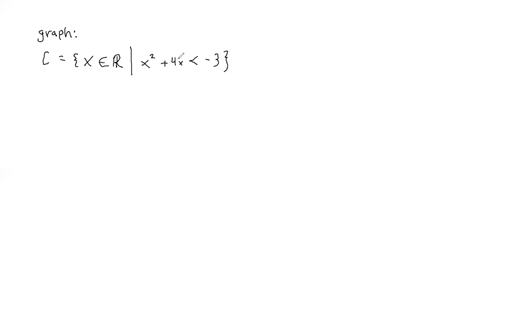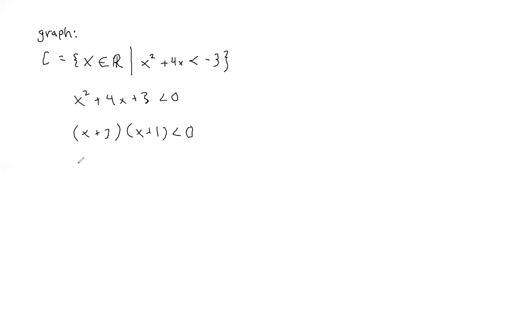Okay, so we're graphing this portion of it, and my domain is the real numbers. So first I need to move my 3 over. I've got x squared plus 4x plus 3 is less than 0, and I'm going to factor this portion of it. So I have x plus 3 times x plus 1 is how we factor that, and that's all going to be less than 0.